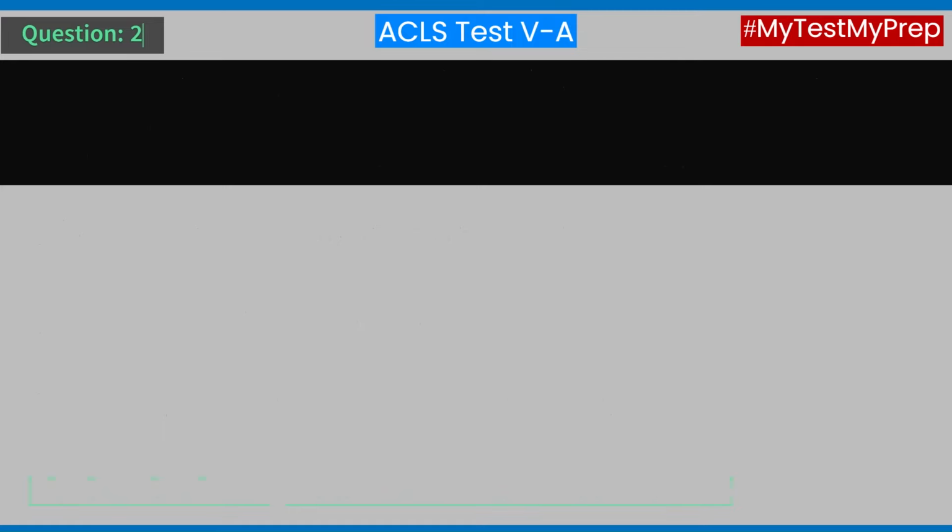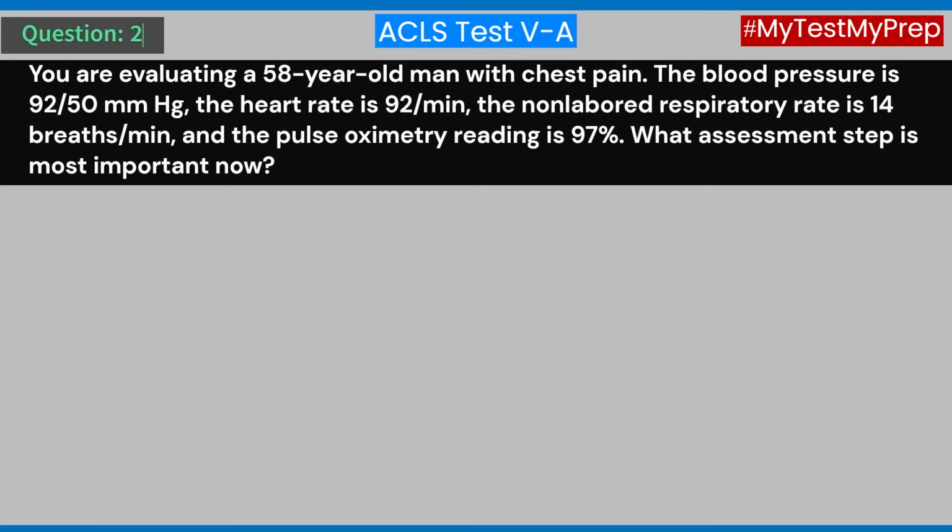Question 2. You are evaluating a 58-year-old man with chest pain. The blood pressure is 92/50 millimeters of mercury, the heart rate is 92 per minute, the non-labored respiratory rate is 14 breaths/min, and the pulse oximetry reading is 97%. What assessment step is most important now?